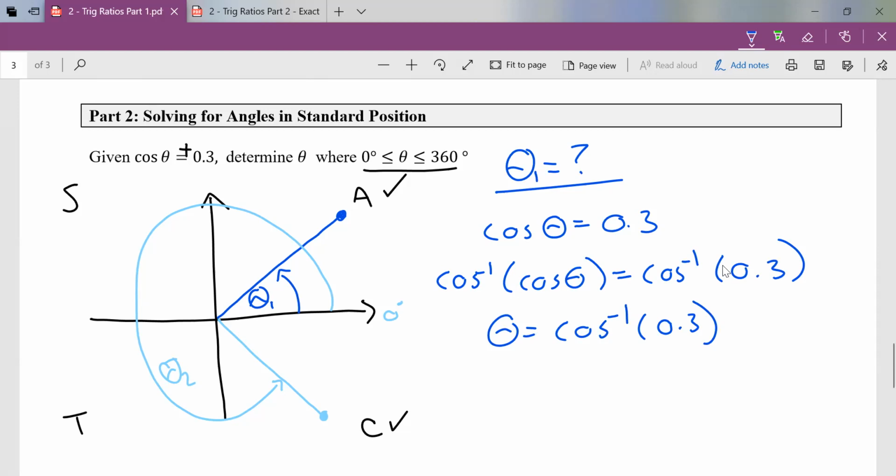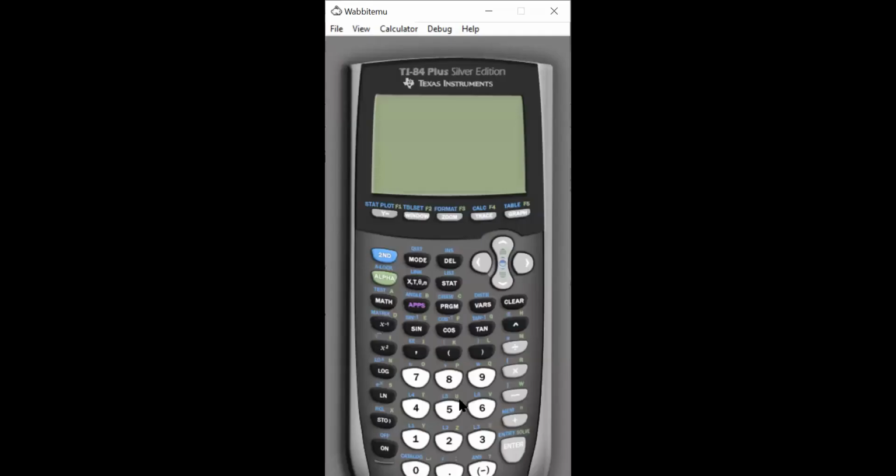If you're not in degree mode, you're going to be in for a bit of a problem when you go to find this. So just in case you don't remember how to switch modes, I'll show you here. Remember, you hit your mode button and see right there I'm in radians because they're more important, but we only deal with that in 30-1. And now I'm in degree mode. Okay, so now cosine inverse of 0.3, and there we go.